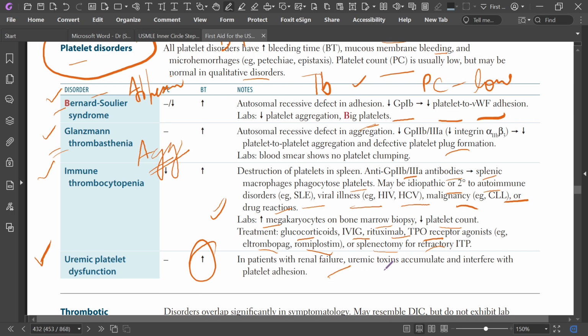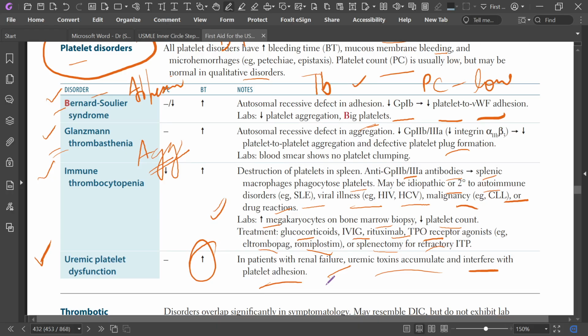It is due to renal failure. Uremic toxins accumulate and interfere with platelet adhesion. So Bernard-Soulier is a glycoprotein 1b problem in adhesion. Glanzmann is a glycoprotein 2b3 problem in aggregation, with defective platelet-to-platelet aggregation and plug formation.